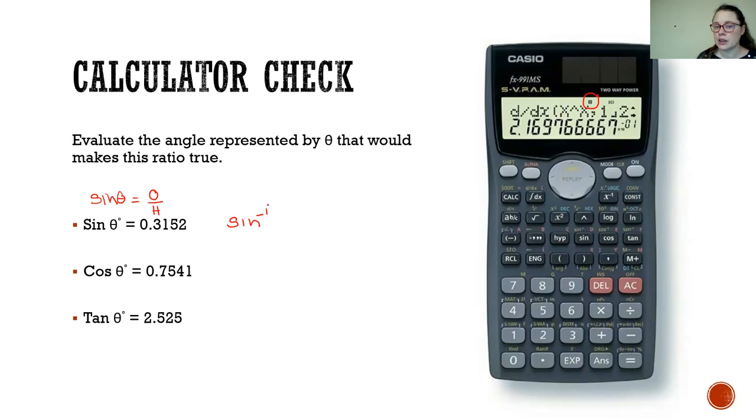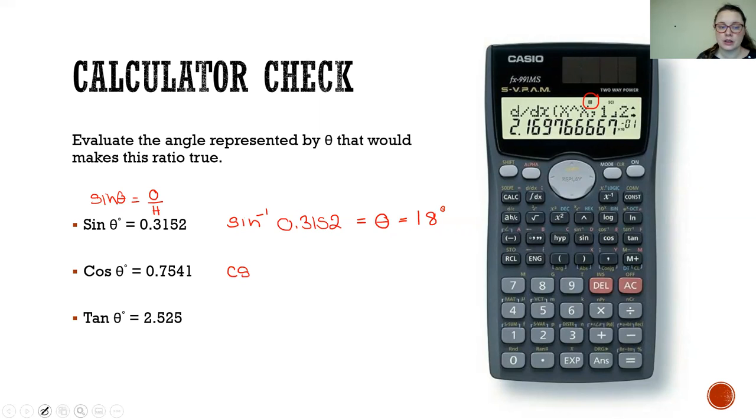So inverse sine, and we're going to take the inverse sine of the ratio, the decimal number, and this is one of the reasons why we like to keep extra decimals, 0.3152 equals, and this is going to give us our angle. If you put that into your calculator, your calculator should tell you 18, and since we're in degree mode, that's going to be 18 degrees. So just do a quick check, make sure you're good with all of them.